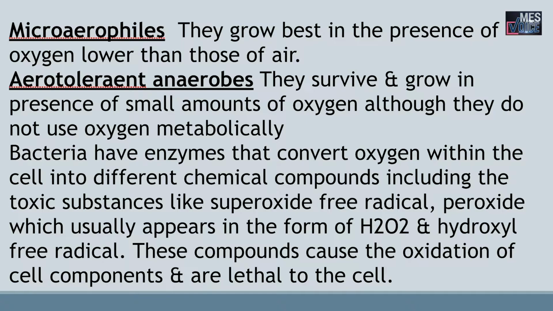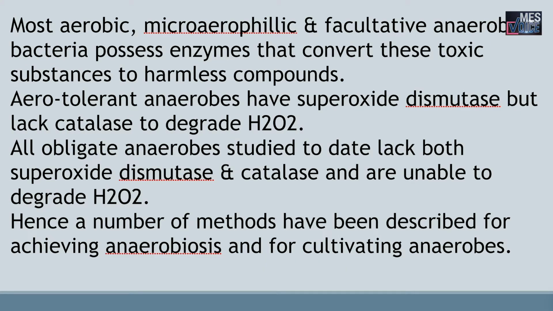Bacteria have certain enzymes that convert oxygen within the cell into different chemical compounds, including toxic substances like superoxide free radical, peroxides, which usually appear in the form of hydrogen peroxide, and hydroxyl free radical. These compounds cause the oxidation of cell components and are lethal to the cell. Most aerobic, microaerophilic and facultatively anaerobic bacteria possess enzymes that convert these toxic substances to harmless compounds.